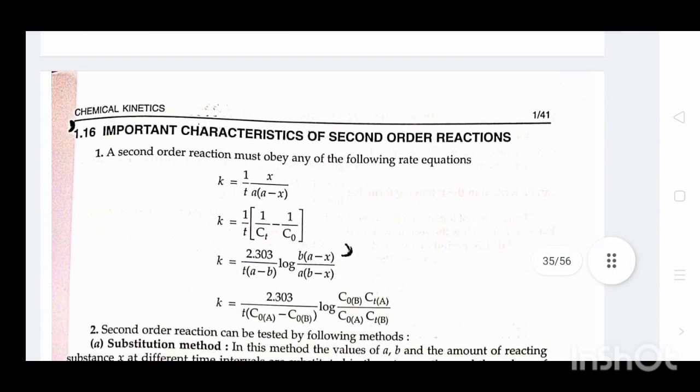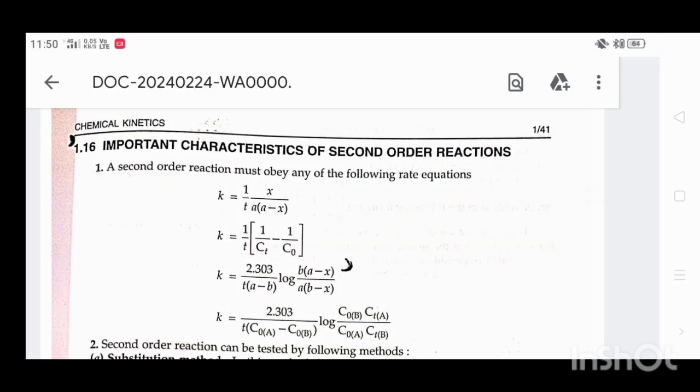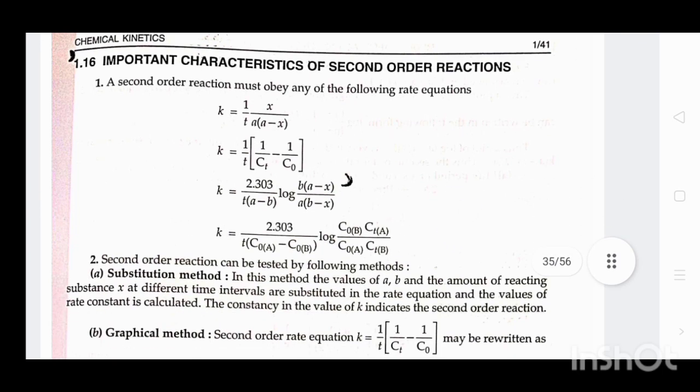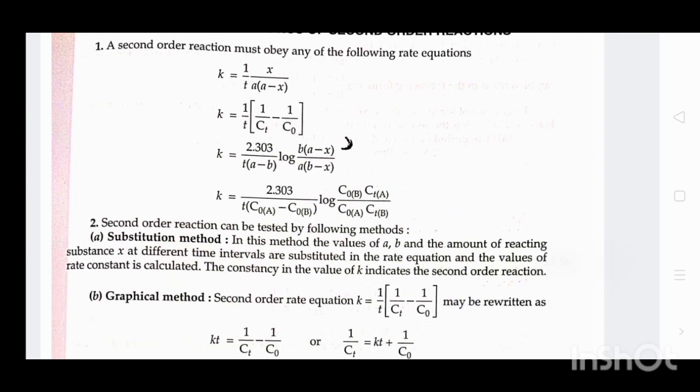Important characteristics of second-order reactions. A second-order reaction must obey any of the following rate equations: k equals 1 by t into x divided by a into (a minus x), and k equals 2.303 divided by t into (C naught A minus C naught B) into log C naught B into C t A divided by C naught A into C t B.